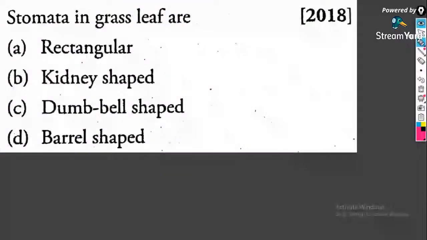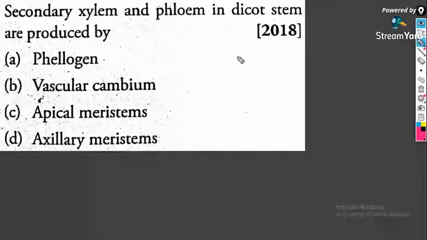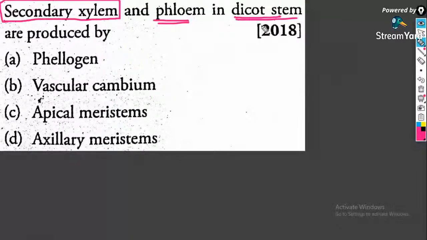Second question on the screen. Secondary xylem and secondary phloem in a dicot stem are produced by. Answers on the chat box. Secondary xylem and secondary phloem in a dicot stem are produced by. Question from the chapter Anatomy of Flowering Plants.